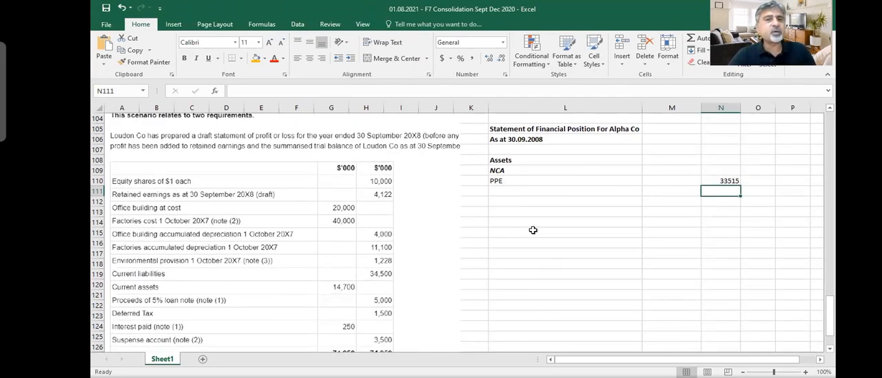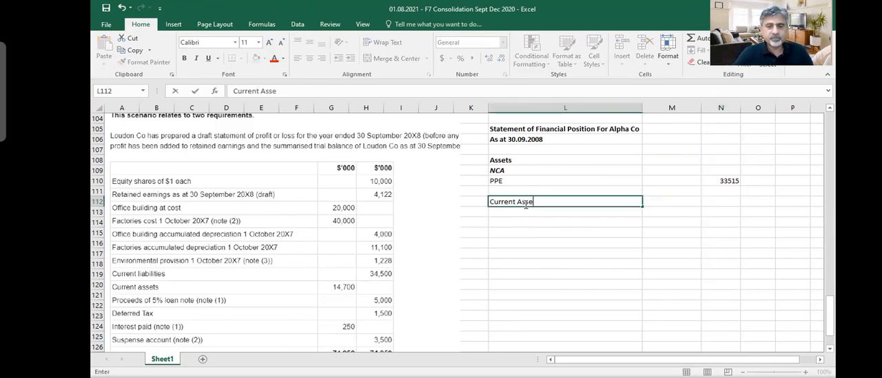No other non-current assets. There are no intangible assets. There are no investments. So there is only one non-current asset. And then you have your current assets. And you can actually write down here non-current assets, okay? So that you follow one format.